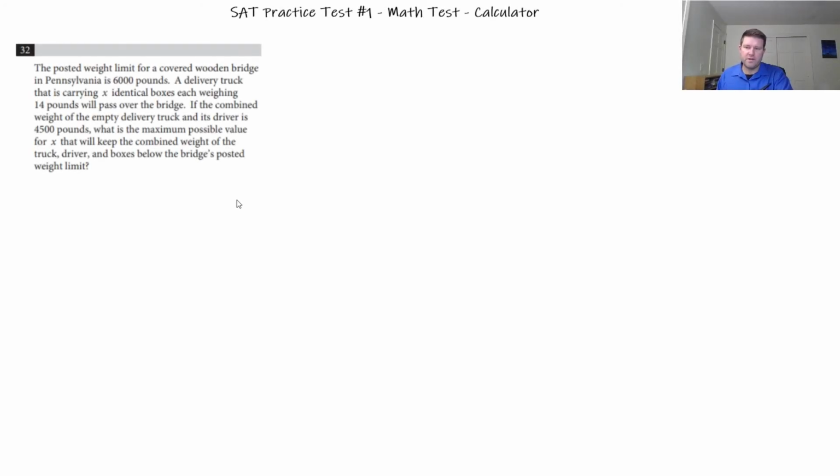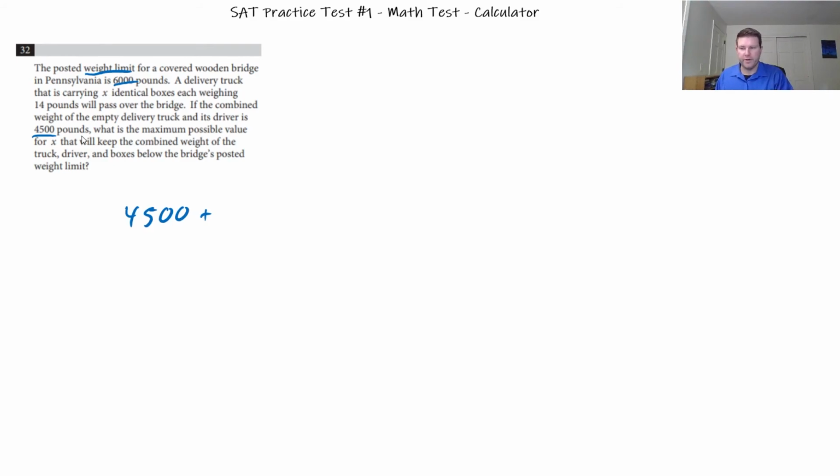32 isn't too bad as long as you read it carefully and just visualize what's happening. Don't overthink it. We've got a weight limit on a bridge that's 6,000 pounds, and a delivery truck that's carrying x identical boxes, each weighing 14 pounds. The combined weight of the empty delivery truck and its driver is 4,500 pounds. So what you want to understand here is that the truck itself is 4,500, and then we've got x identical boxes that are 14 pounds each.